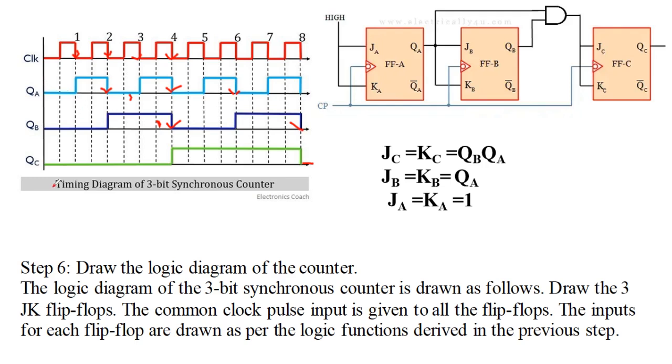So initially we have 0, then on the first clock pulse 0 0 1, and on the second clock pulse we have 0 1 0, third clock pulse 0 1 1. Next, fourth clock pulse 1 0 0, fifth clock pulse you have 1 0 1, sixth clock pulse you have 1 1 0, seventh clock pulse all three flip-flop states are 1 1 1.